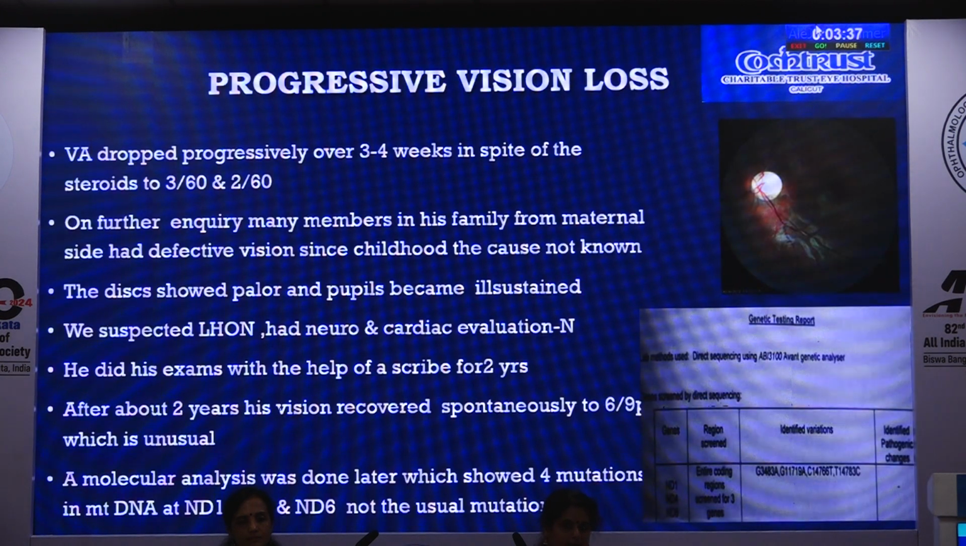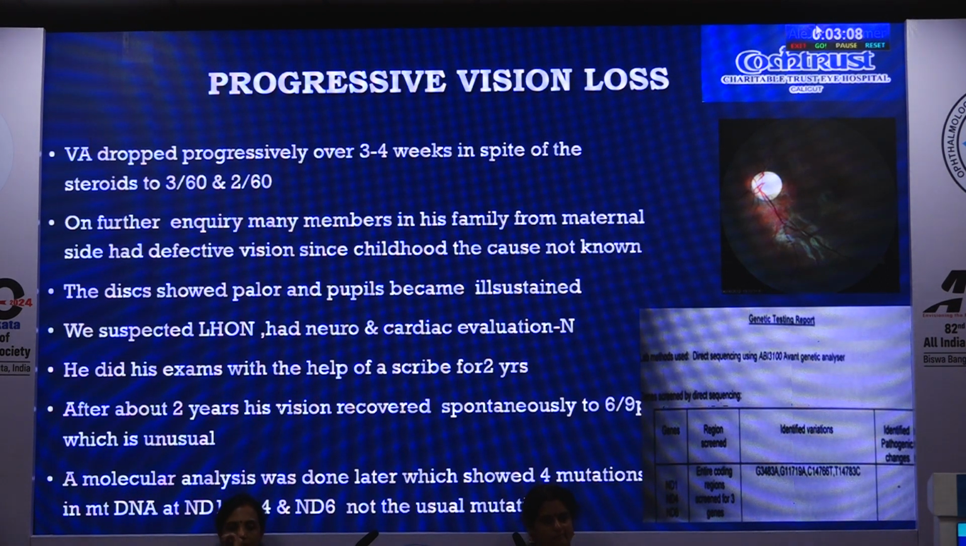And when he was on steroids, vision came down to 5/60, and it was progressive over 3 to 4 weeks. Both eyes had 3/60, 2/60. On further inquiry, many members in the family from the maternal side had defective vision, the cause of which was not known. The discs showed pallor and pupils became ill-sustained. We suspected LHON, Leber's hereditary optic neuropathy, and had a neuro and cardiac evaluation.